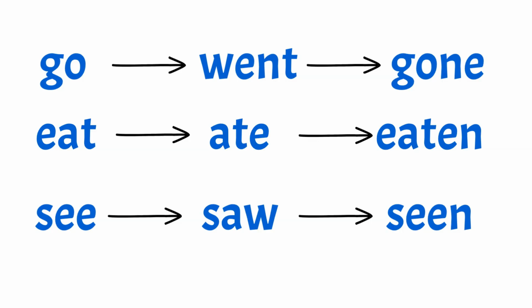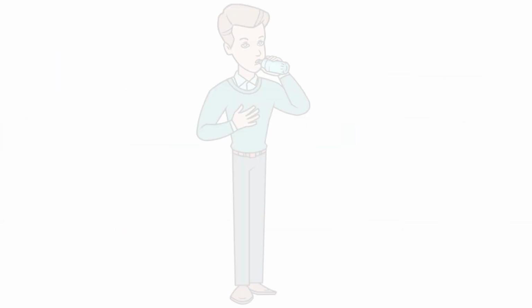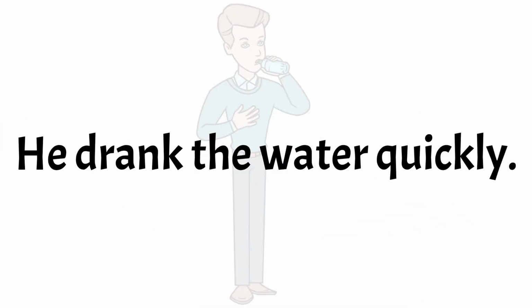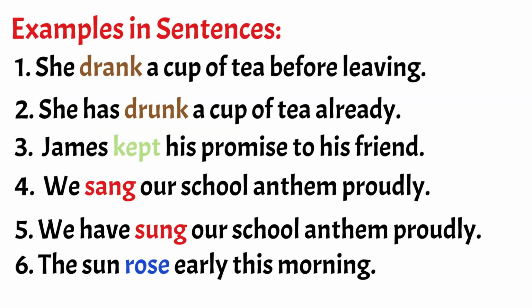These verbs are called irregular because their simple past and past participle forms are unpredictable. For example, in the sentence, "He drank the water quickly," the verb drank is the irregular past tense of drink, which is the base or infinitive form. Let's look at how they are used in sentences below.